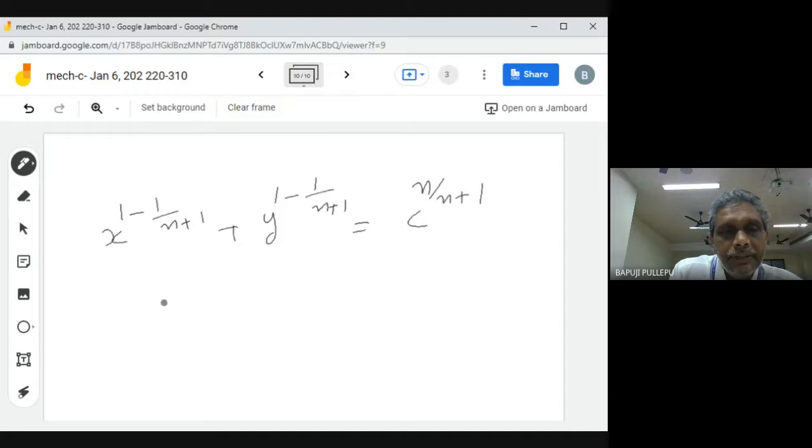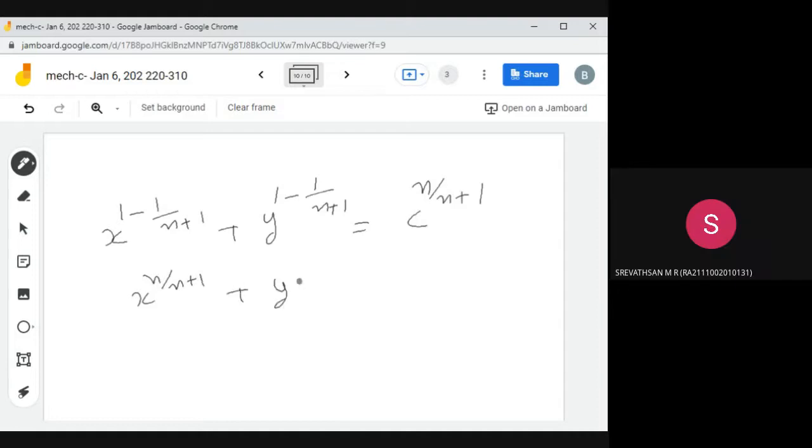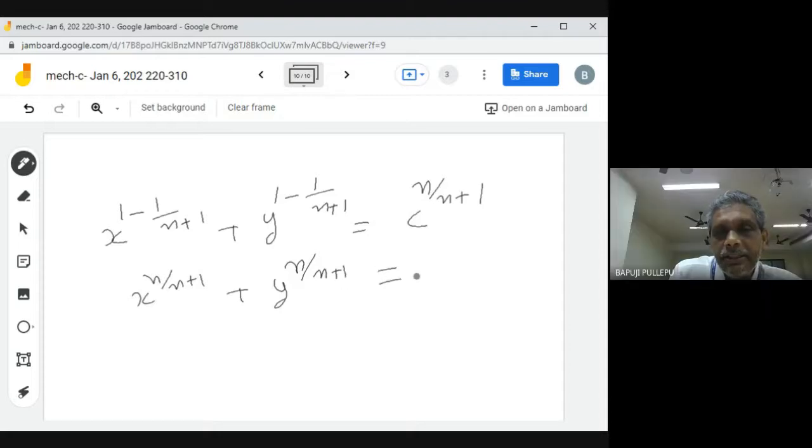Okay, yeah. Now this is what? n plus 1 minus 1 means what? x to the power of n by n plus 1. Very good. Very good. Very good. It's c to the power of n by n plus 1. This is what? It's a required envelope.